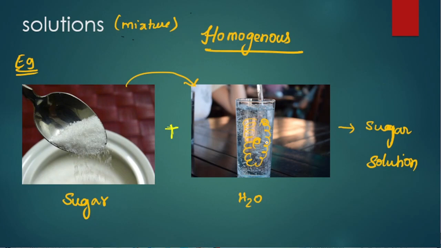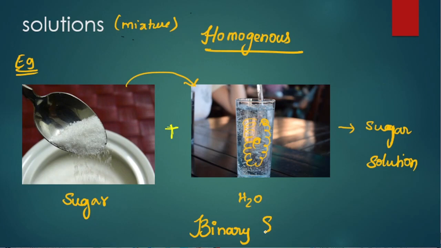And the solution should be a homogeneous mixture of two or more compounds. Not only two compounds; if you mix more than two compounds also, it is called a solution only. But we give different names to different types of solutions. We are going to see only binary solutions.